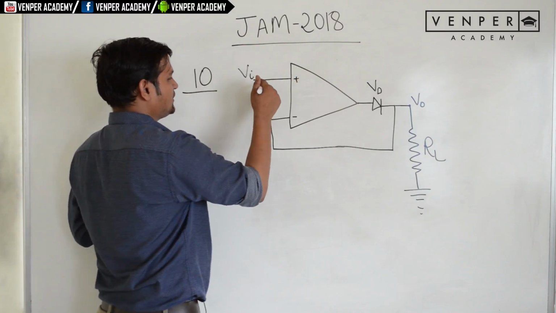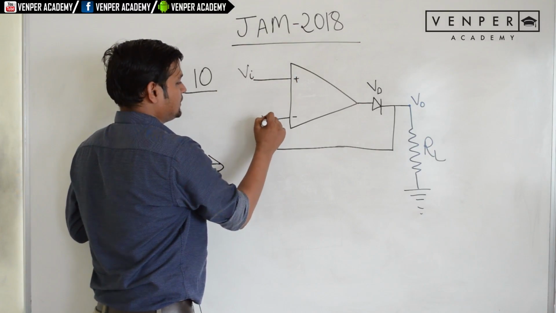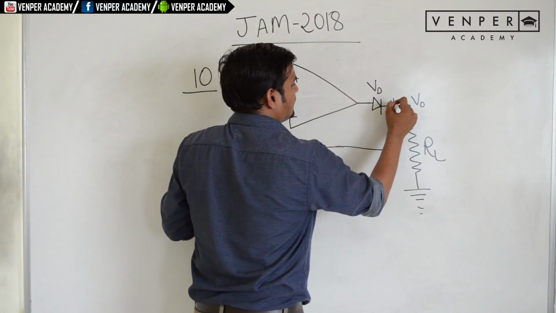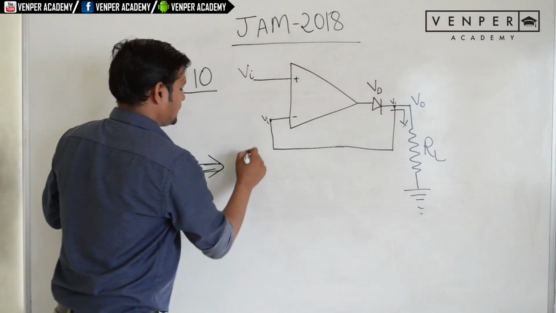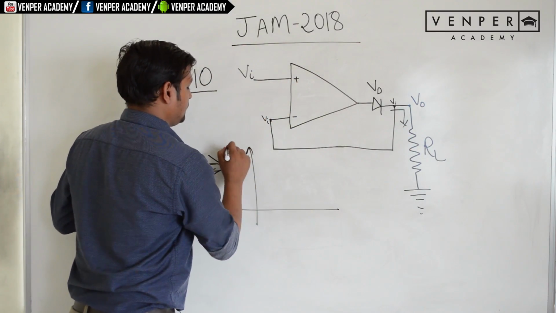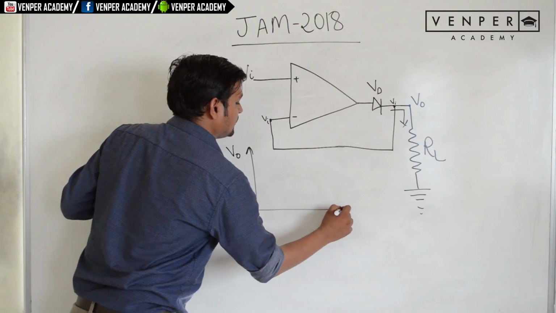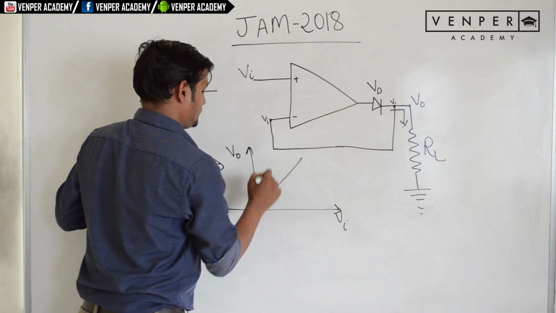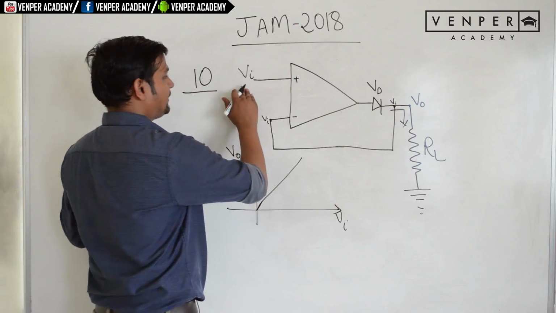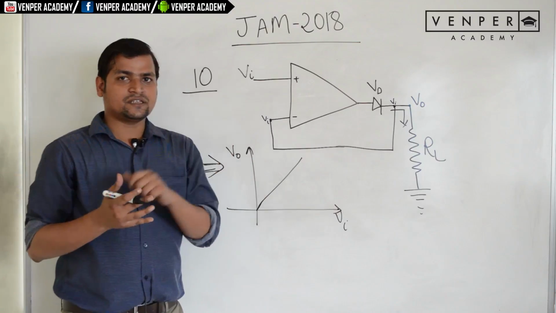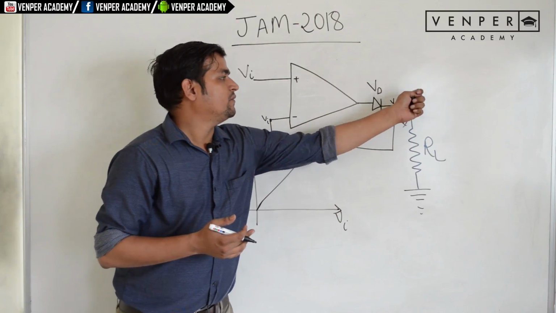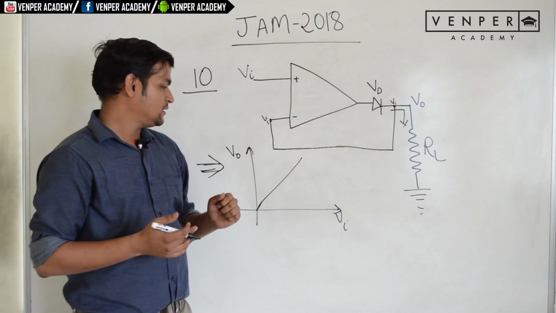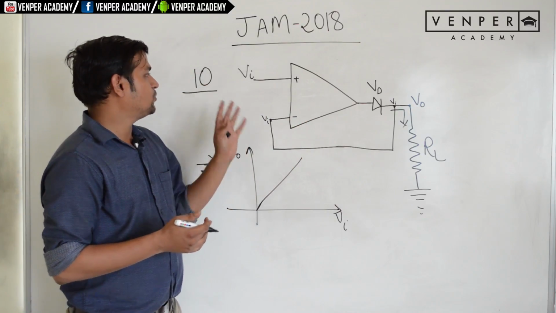Okay, so here, if it is Vi, the same potential Vi will carry forward here as V0. So you can say directly that the V0 and Vi graph is simply a straight line, a linear graph. As Vi increases, in the same manner V0 will increase. Clear? So this is the correct graph for question number 10 between V0 and Vi.